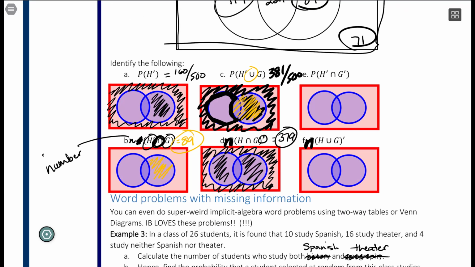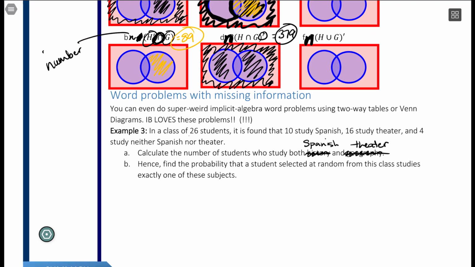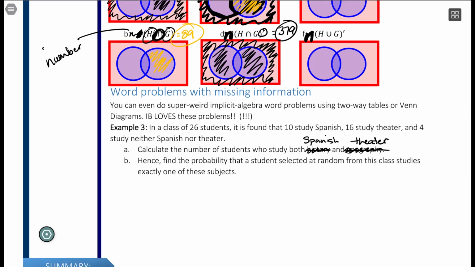Again, I want you guys to do E and F on your own, but let's try and figure out some word problems with some missing information. So you can even do super weird implicit algebra word problems using two-way tables or Venn diagrams, and IB loves these problems. I've seen them a lot on IB practice tests. So let's look at example 3.